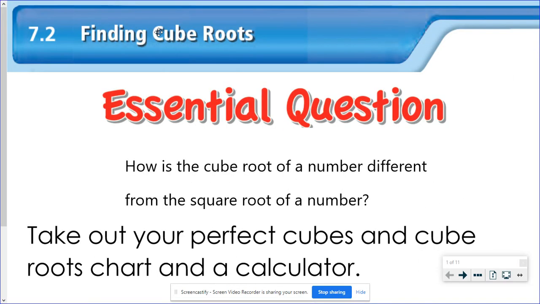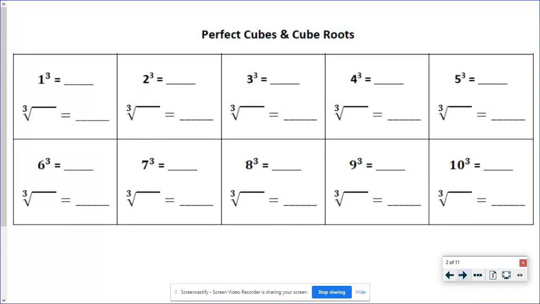Hello again, math students. I'm going to try to keep this lesson a little shorter than the last one. I know the last one was kind of long. But would you please take out your orange sheet, because we're going to fill in the perfect cubes and cube roots on that sheet. And again, have a calculator handy if you want to double check any of these numbers.